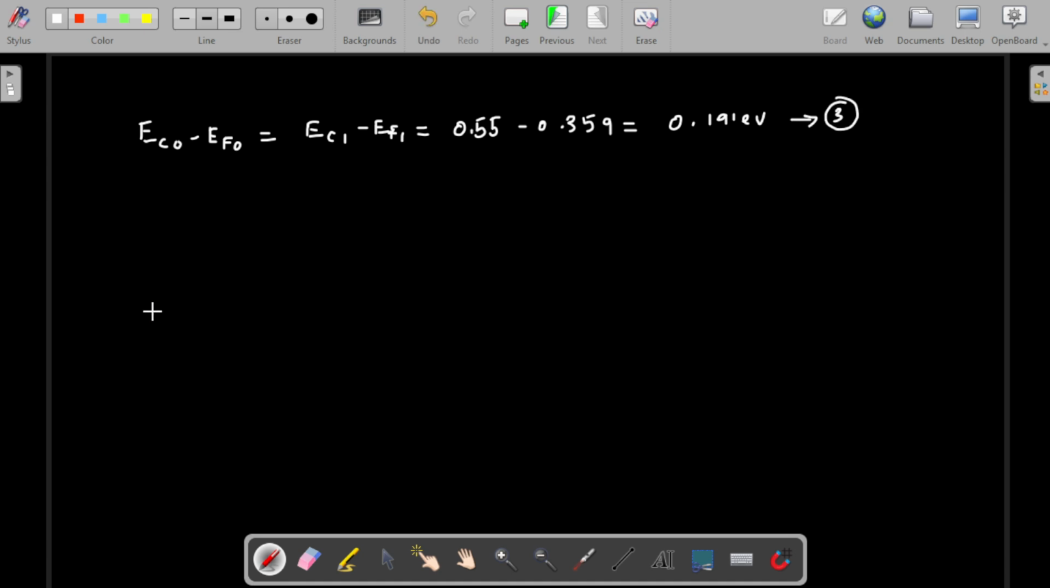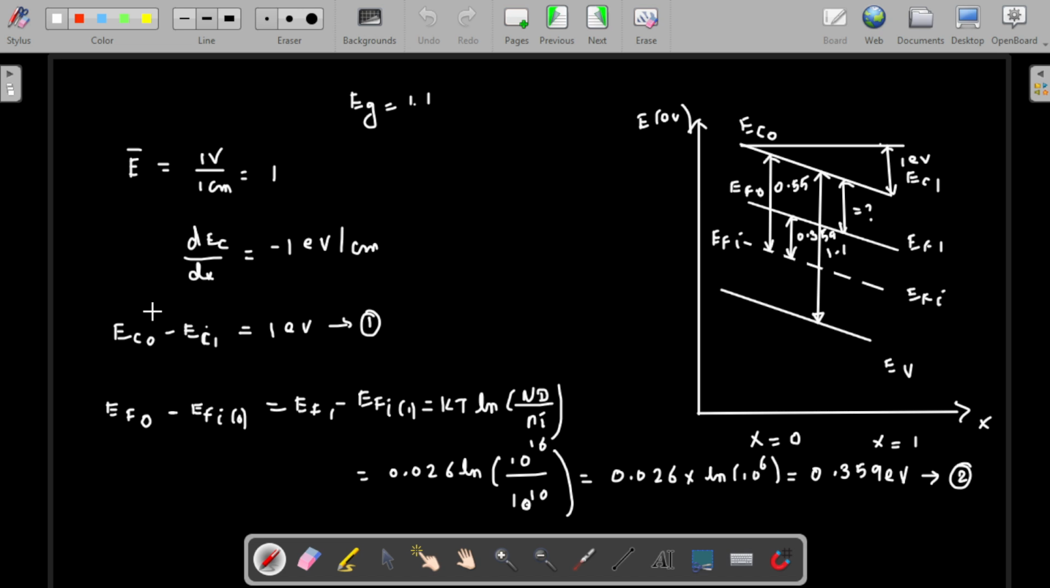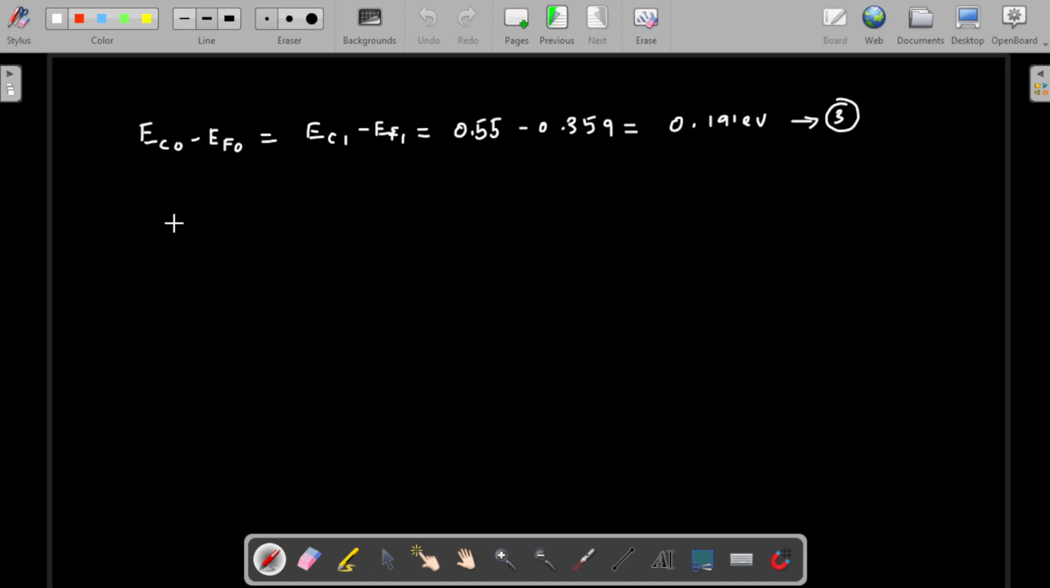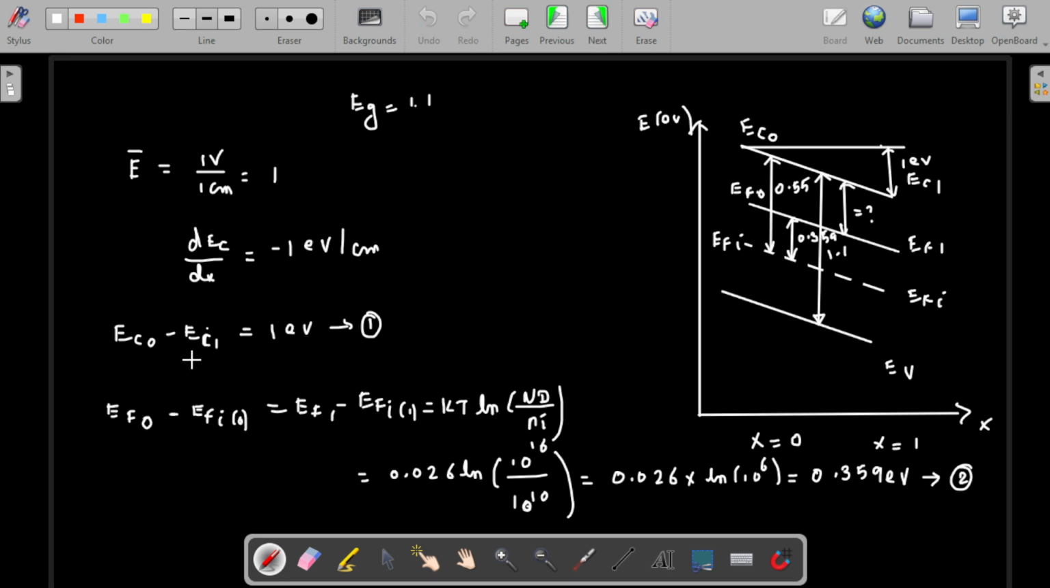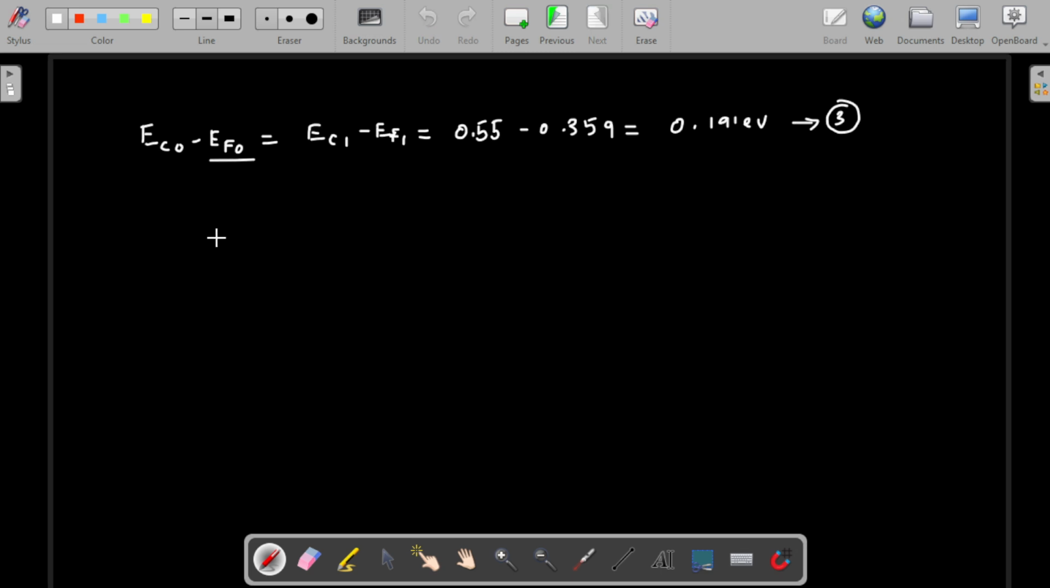Okay, so now our question is to find the answer. The question is asked about EF0 minus EC1. So we have the value of EF0 here and EC1 here. So what we can do is combine equations 1 and 3. If we subtract equation 3 from equation 1, then we get EF0, as it is negative it will become positive, minus EC1.